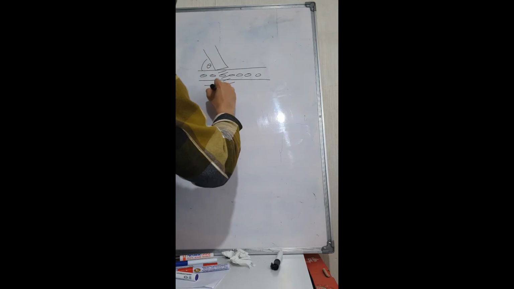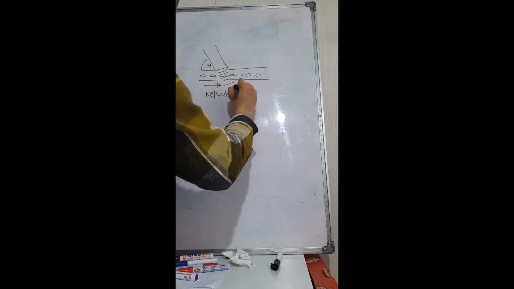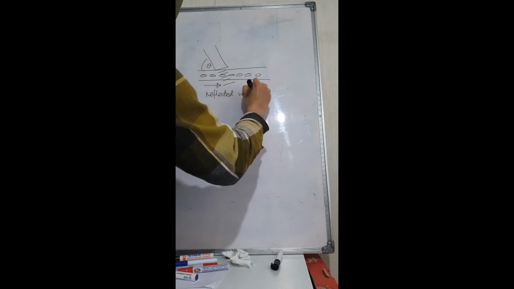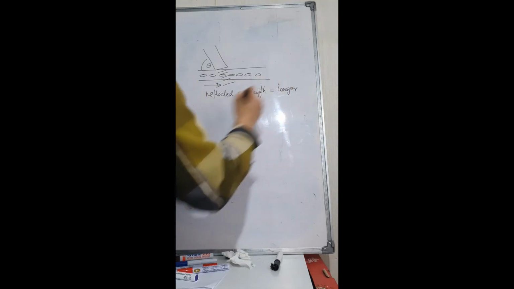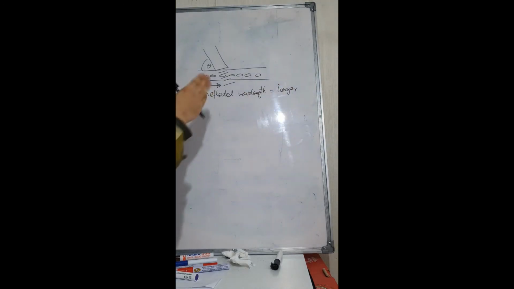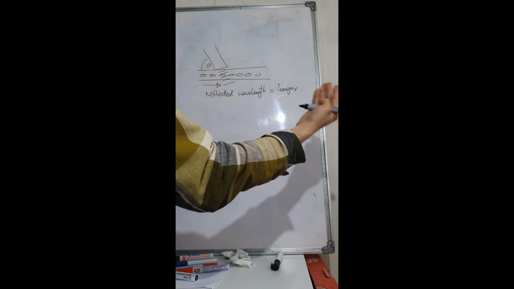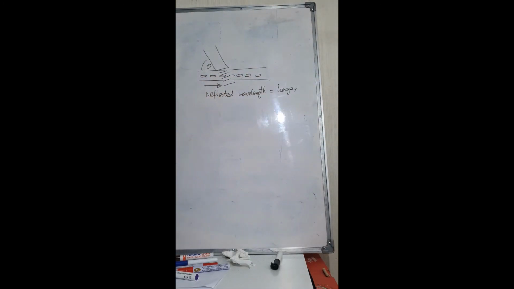So the reflected wavelength will be longer. So it's due to the Doppler effect, because it's moving away. When the reflected ultrasound is received, the wavelength will be longer. If you think about it as redshift.